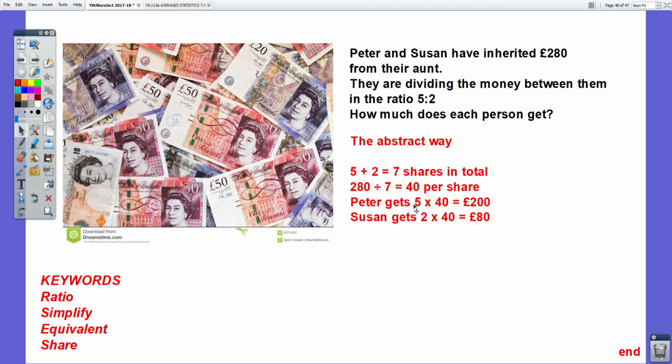Peter's getting 5 of those shares. 5 times 40, £200. Susan's getting 2 of those shares. 2 times 40, which is £80. You can use either method to solve these problems, whichever method you prefer, whichever method is suitable to you.